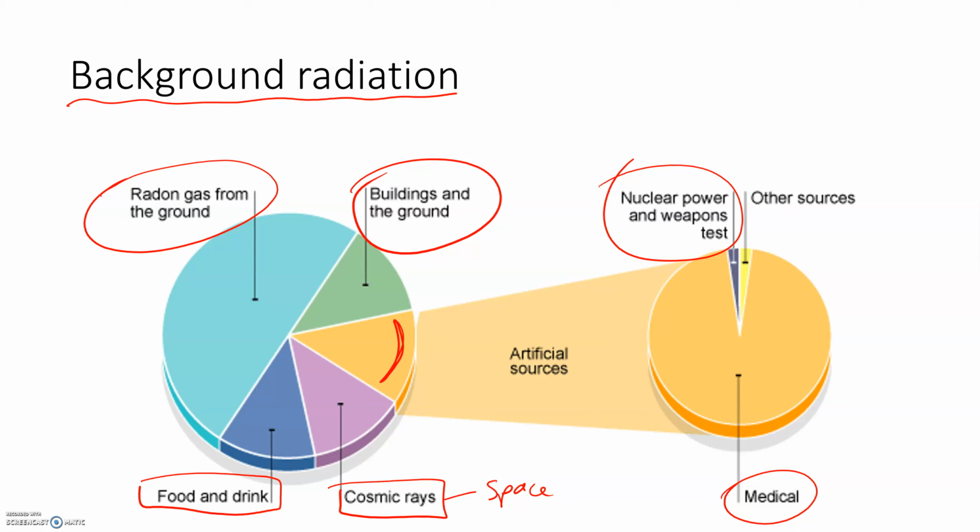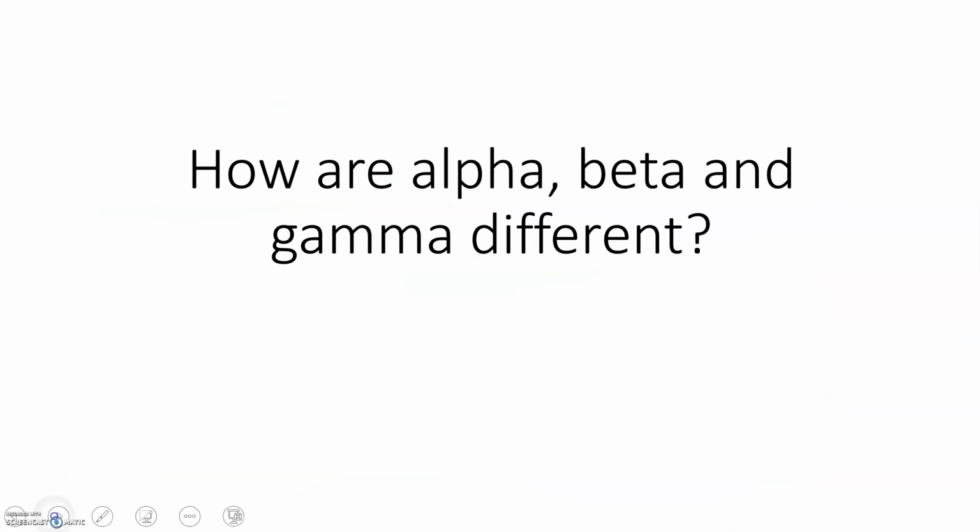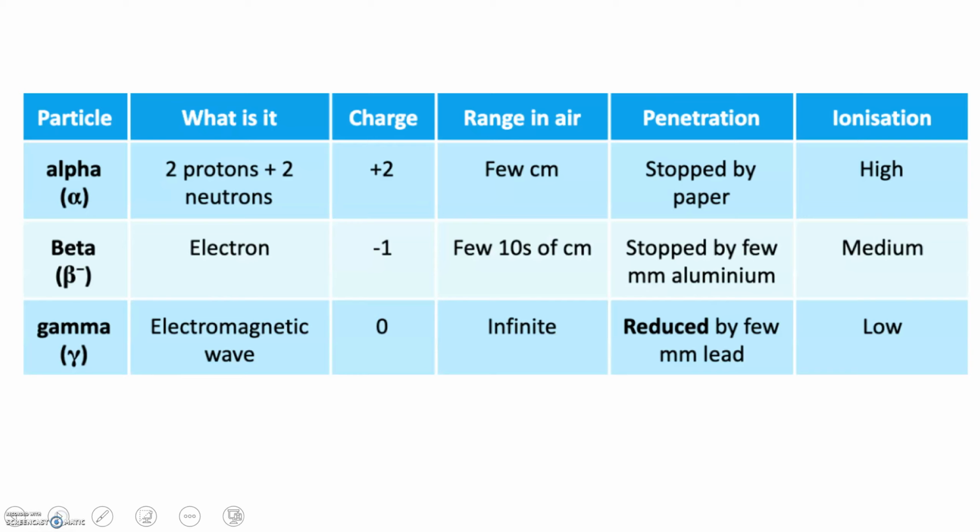So this is natural radiation that's all around us, and we need to take this into account when we're doing experiments. Now, how are alpha, beta, and gamma different? Well, this table represents the differences here. We've talked about what they are, and we've mentioned their charge as well. Just got to learn that.